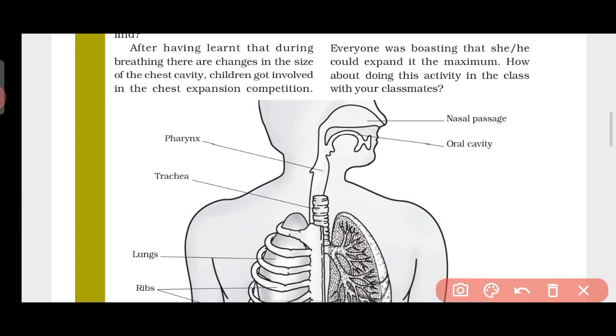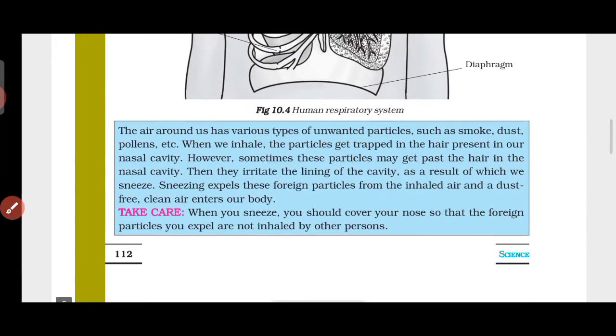So here is something that we just explained. We can have some chest expansion competition. That is what is explained over here. So let us move to the next.